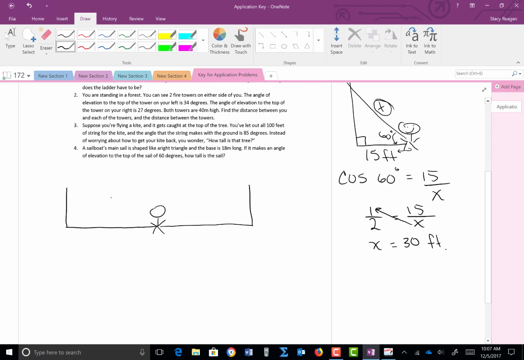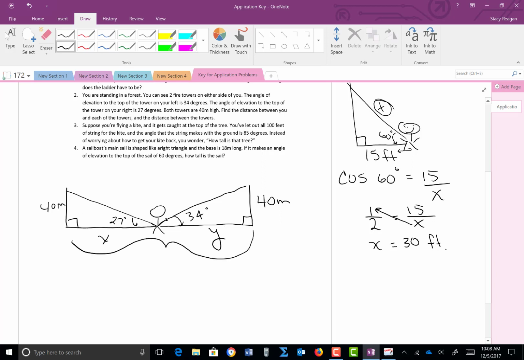The angle of elevation to the top of the tower on your left, so if I'm standing facing you, my left would be right here, is 34 degrees. And the angle of elevation to the tower on my right is 27 degrees. So there's my picture. Both towers are 40 meters high. Find the distance between you and each of the towers. I'm going to call this one X and this one Y. And the distance between the towers. So when I finish that, I'm going to want to add those two distances together.